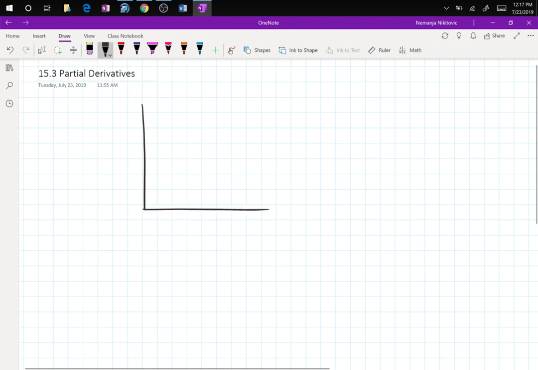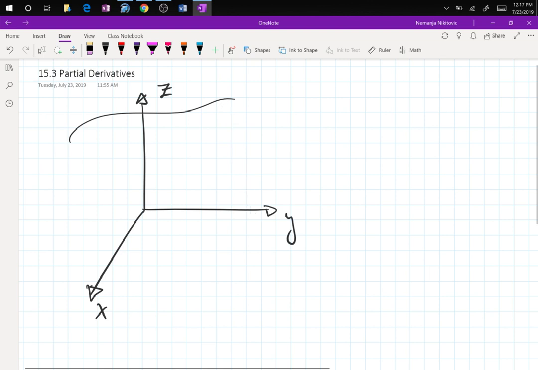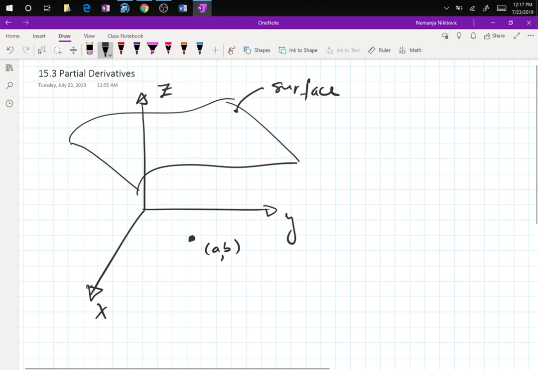So if I am to draw some type of a surface over x, y, there is some kind of a surface, and if you have a point (a, b) in a domain, so this is a point in the domain, that point will find its equivalent point here on the surface.